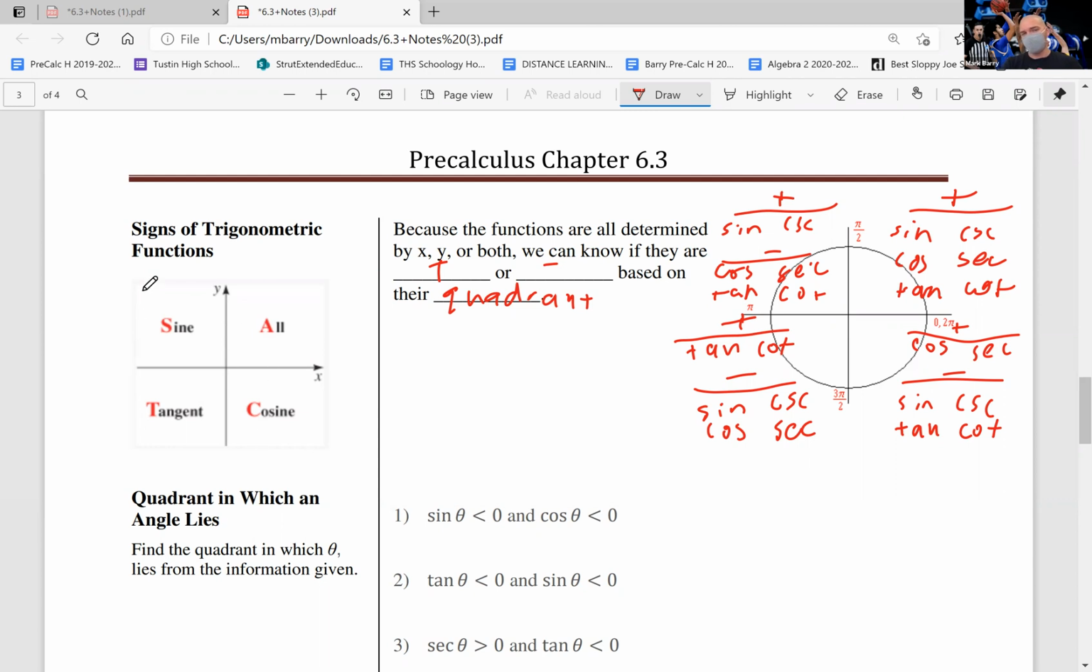And then for the reciprocal functions, you just got to remember they match up with their sine, cosine, and tangent. So this little trick is just for sine, cosine, and tangent. It does not include cosecant, secant, and cotangent. They always go along, though, with their reciprocal function, okay?